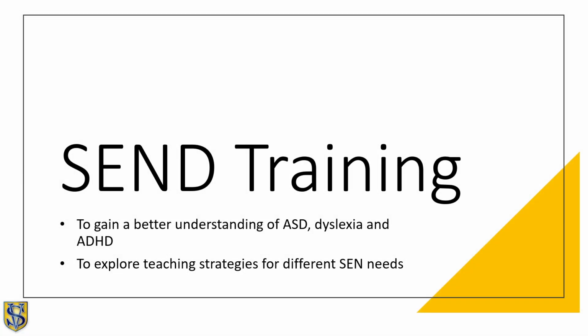So just from talking to a lot of staff, there's a lot of you that said you'd like a bit of a refresher on SEN. So what we thought we'd do today is just do a bit of a refresher on the three main SEN needs that we've got in our school at the moment. So we're going to look at ASD, so autism, dyslexia and ADHD, and just break them down so you get a better understanding of what they are, what type of needs those students may have.